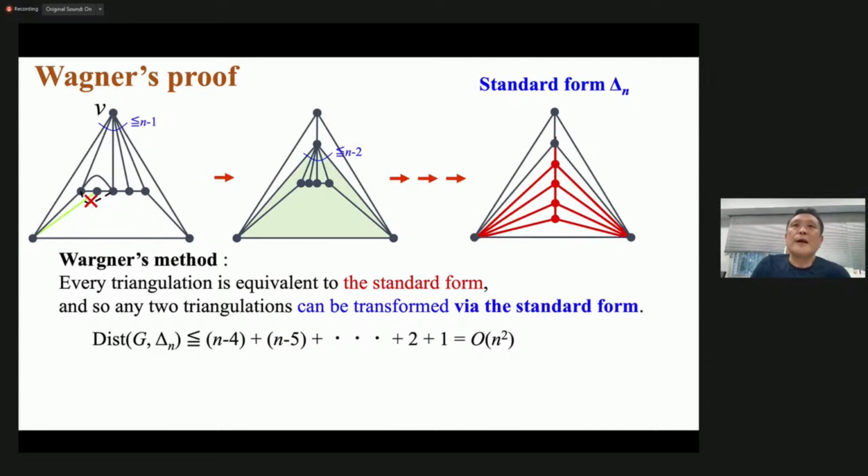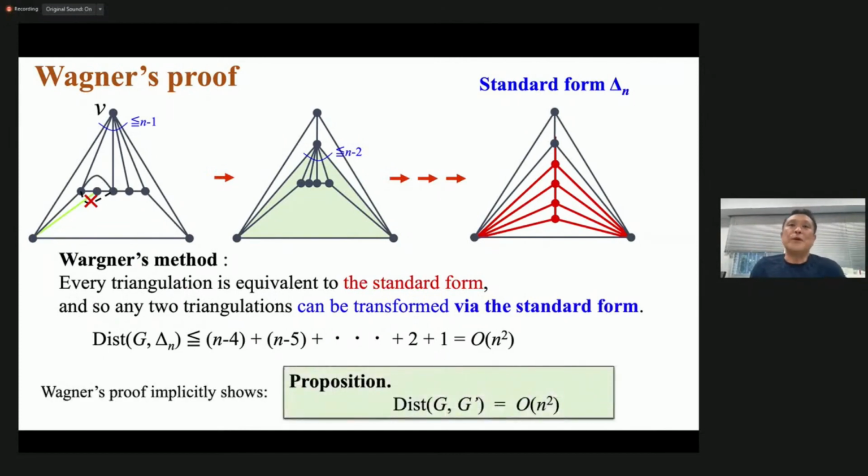Next, now we have at most n-2 edges here, and here we have 3 edges. So the difference is n-5. Repeating this summation, we get order n squared. So Wagner's proof implicitly shows the flip distance of any two triangulations G and G prime on the sphere with n vertices is order n squared. Is it best possible?